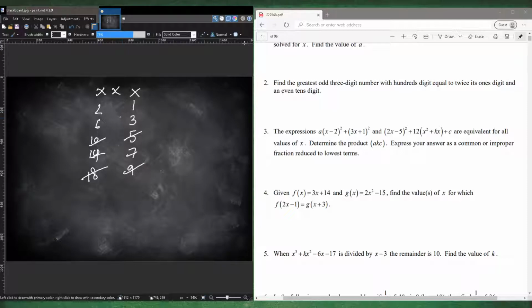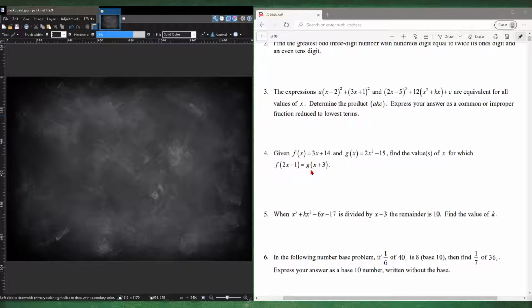So it's either a 2, 1, or 6, 3. So it's an even tens digit. Since it has to be the greatest, the biggest even is 8. So obviously the bigger one of these two is 683. So that's your answer for number 2. So it's just a simple word question.